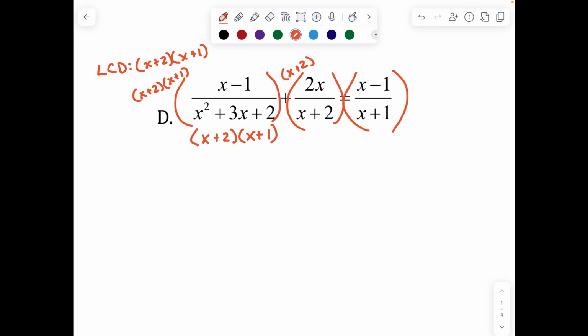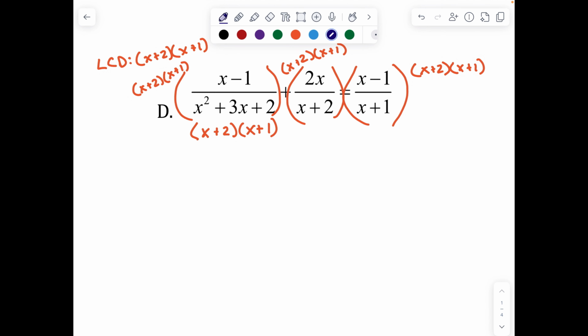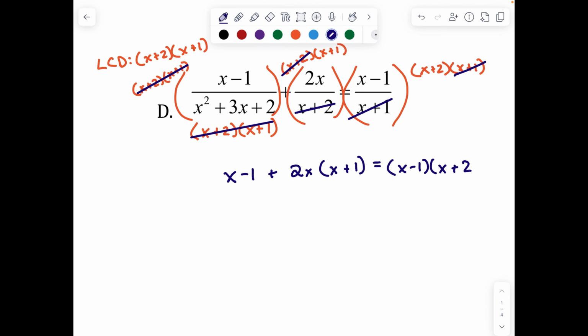X plus 2 times x plus 1. X plus 2 times x plus 1. Again, notation is very important. So on this first one, both my x plus 2's and x plus 1's are gone. I'm just left with x minus 1 plus. Second one, our x plus 2's are gone. So we're just left with 2x times x plus 1 is equal to, my x plus 1's are gone here. So I'm left with x minus 1 times x plus 2.